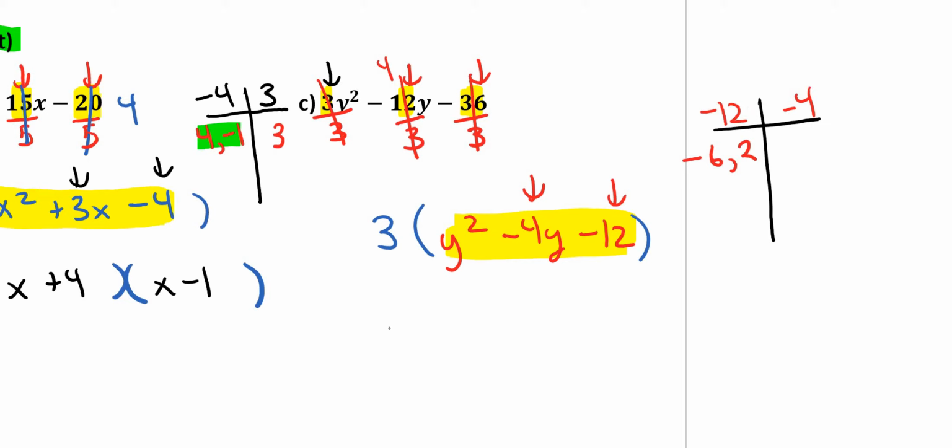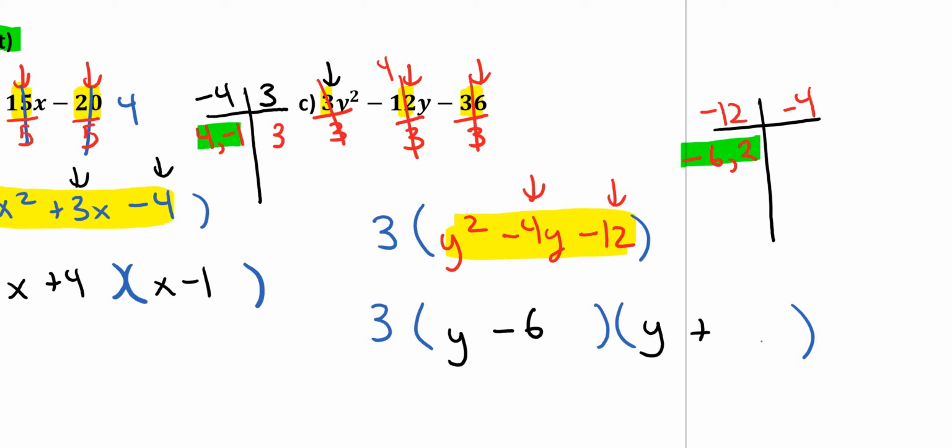Alright, so my GCF would remain, and then I can break up the trinomial into two extra brackets, and then I will use the numbers in my table. So this would be y minus 6 and y plus 2 as my final answer.